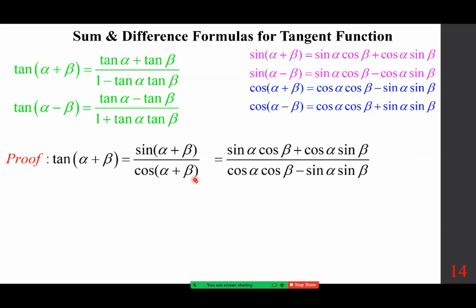Now, we can look back at the formula. This is 1. That means somehow we want this to become 1. That gives us a hint, which is, what if we divide everything by this? How do we make this one 1? If we divide by cosine alpha cosine beta, this becomes 1. So that may give us the answer. So let's divide everything by that.